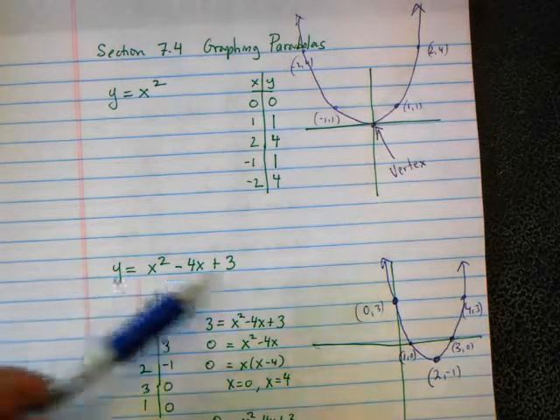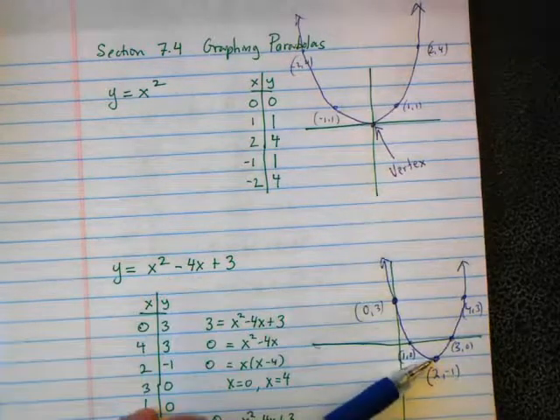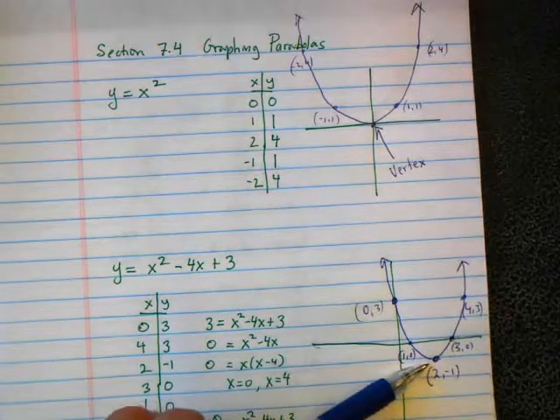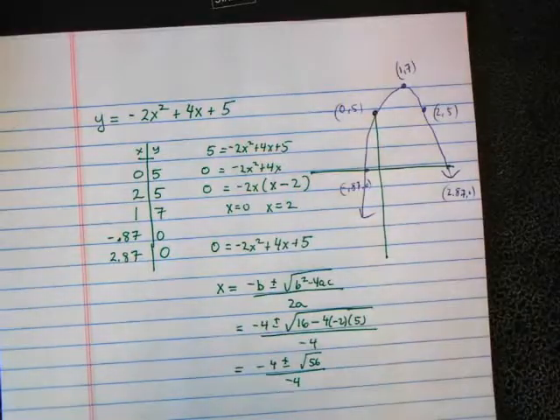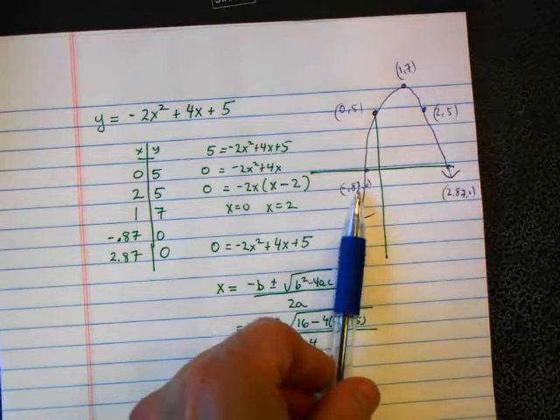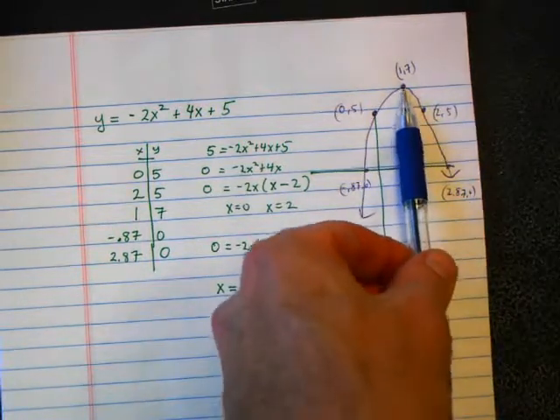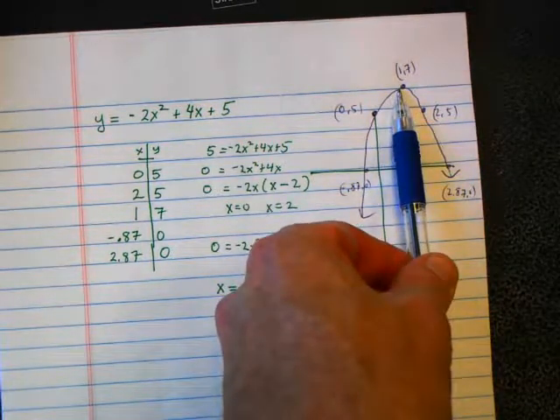So when the parabola opens upward, your vertex is a low point, your vertex is the minimum. If your parabola opens the other way, if it opens downward, then of course your vertex is the high point, it's the maximum.